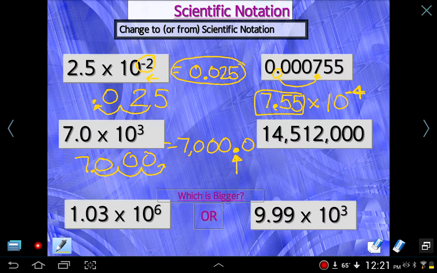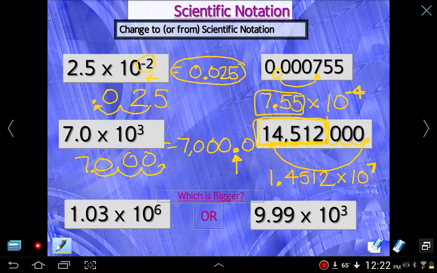This is 14,512,000. The decimal is right there to begin with, and we're going to move it all the way over here. So it's got a lot of places to move. How far is that? Well, that's 1, 2, 3, 4, 5, 6, 7. So there's what you got: 1.4512 times 10 to the 7th power. Notice I wrote all those numbers except for the zeros.